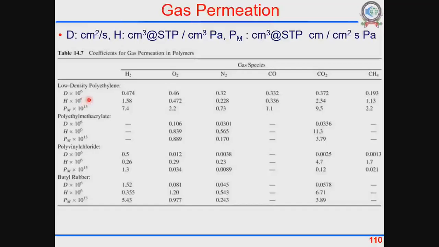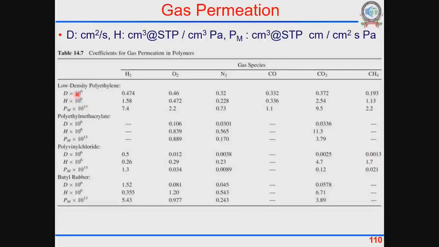You can look at the solubility, Henry's constant. That has got to do with partitioning of how well different gases partition into the membrane. So for example, for hydrogen, Henry's constant is 1.58. That means for a given partial pressure, a lot of it will get sorbed into the membrane or get partitioned into the membrane, whereas nitrogen would have very little sorption. Or if you take for example polyvinyl chloride, hydrogen has good solubility, methane very low solubility, right?